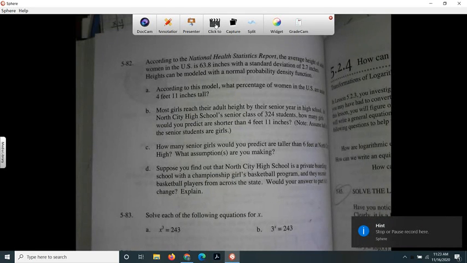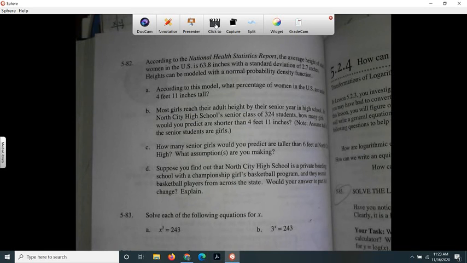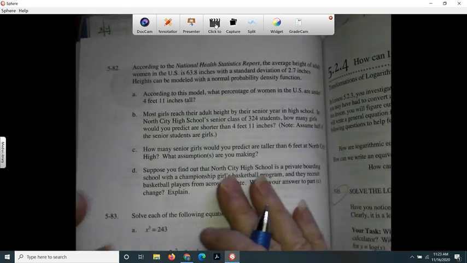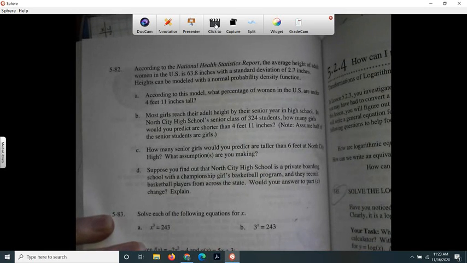Here's Integrated 3, problem 5-82. It says, according to the National Health Statistics Report, the average height of adult women in the U.S. is 63.8 inches with a standard deviation of 2.7 inches. Heights can be modeled with a normal probability density function.